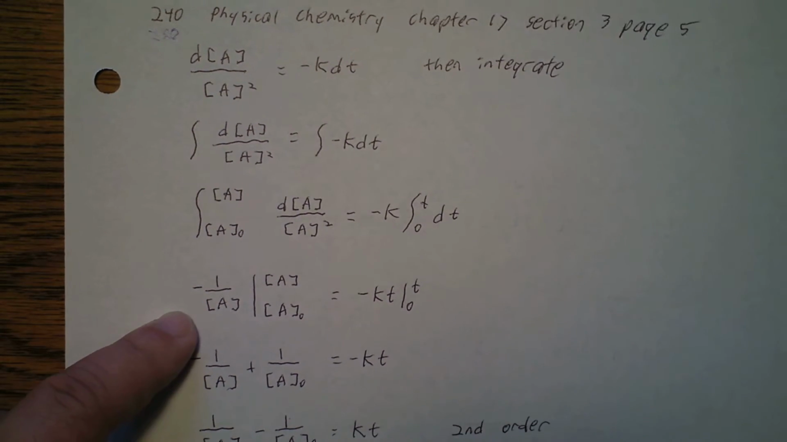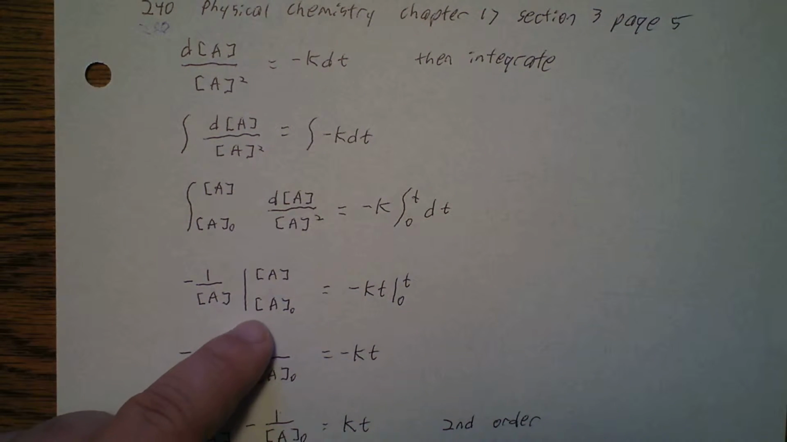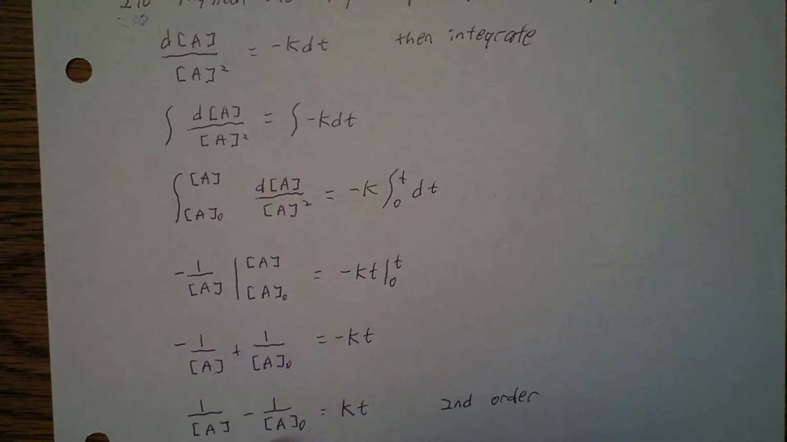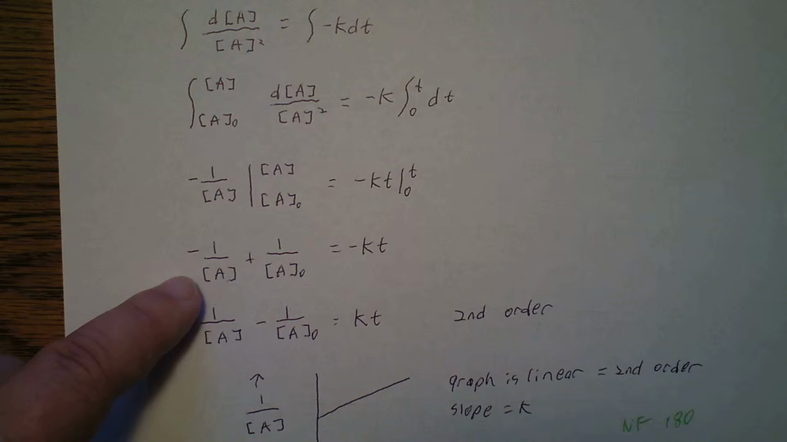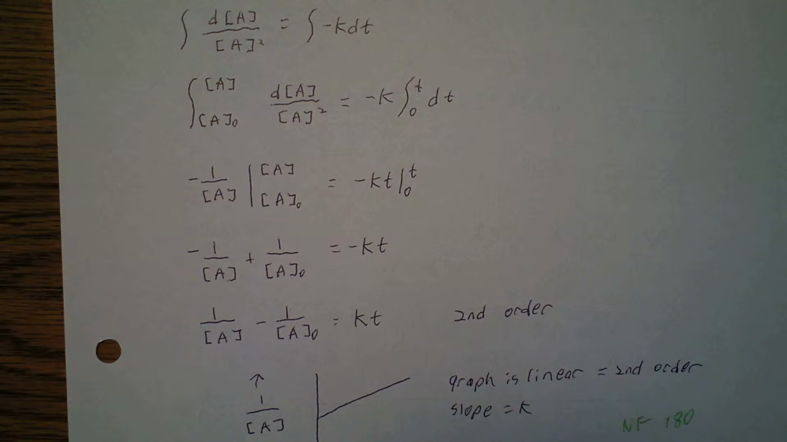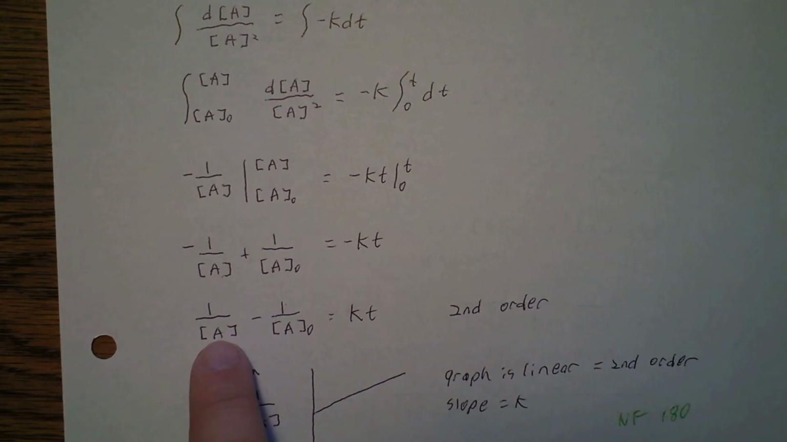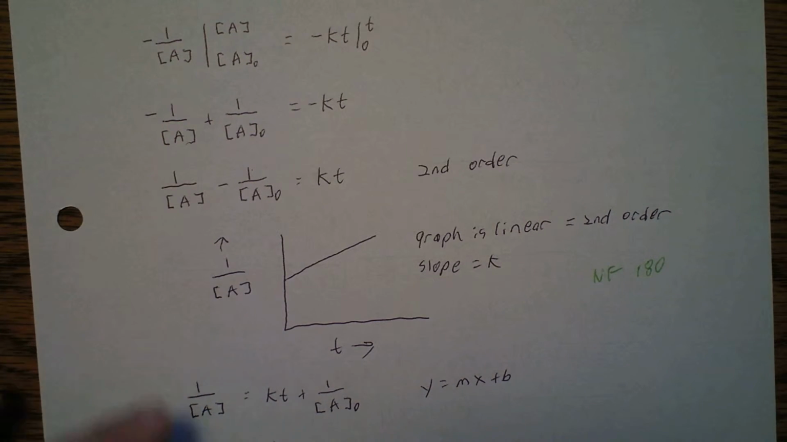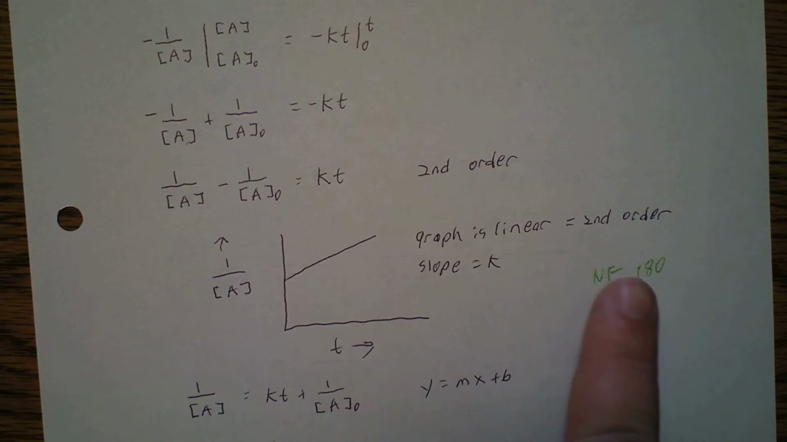So we have minus 1 over the concentration of A evaluated from the initial concentration of A to A is equal to minus Kt evaluated from 0 to t. So we get minus 1 over A plus 1 over the initial concentration of A is equal to minus Kt. So we can flip around the minus signs and just say 1 over the concentration of A minus 1 over the initial concentration of A is equal to Kt for a second order reaction, remember. So here's a graph of 1 over the concentration of A versus time. Notice it's a straight line, it's linear for a second order reaction, and the slope here is K.